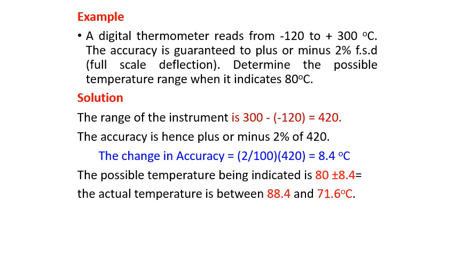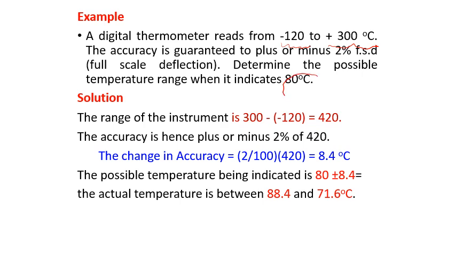Another example on limiting error. A digital thermometer reads from minus 120 up to 300 degrees Celsius. The accuracy is guaranteed to plus or minus 2%. That means the range of error will be plus or minus 2% of the full scale. Determine the possible temperature range when it indicates 80 degrees Celsius.